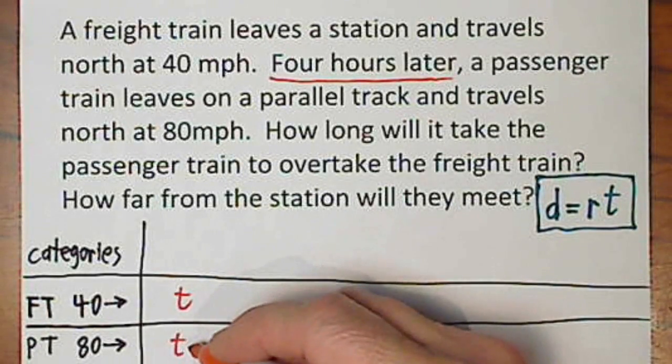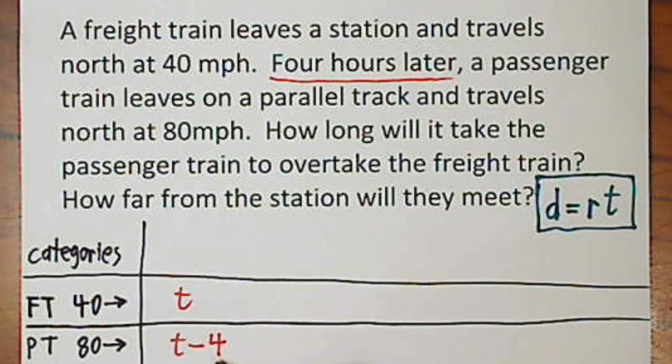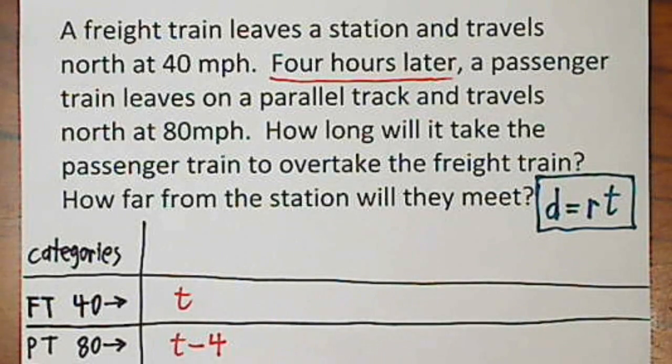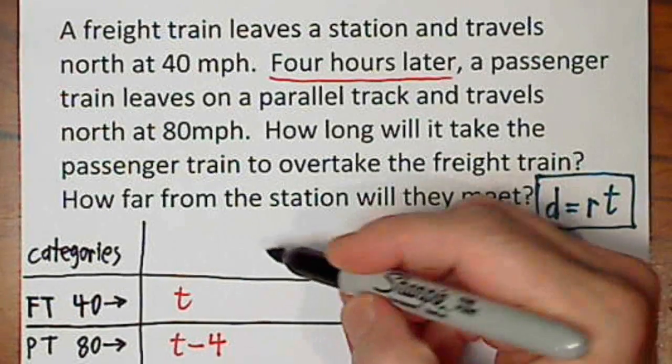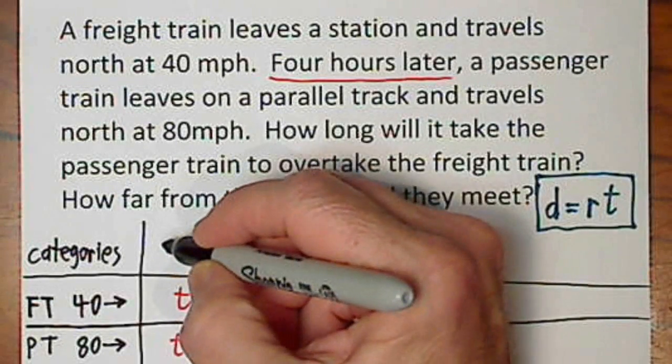I think it'll be a good idea to subtract 4 from T for the passenger train. Alright, before we go any further, just make sure that makes sense. Let's say the freight train has been traveling for 10 hours. If the passenger train left 4 hours later, it would be traveling for 6 hours. Okay? So we just did that to try to get our variables on the paper. And what are we going to call this category? Seems to be time, right?